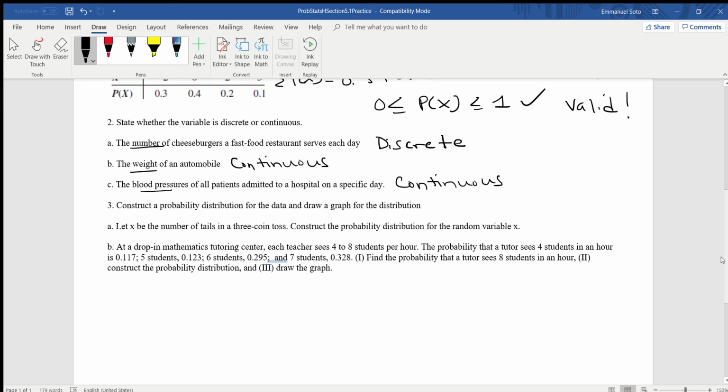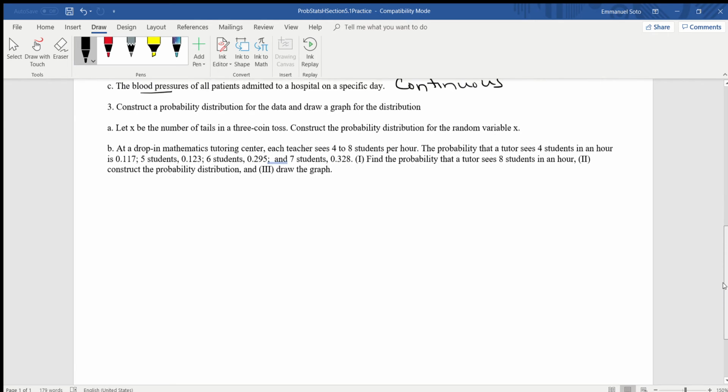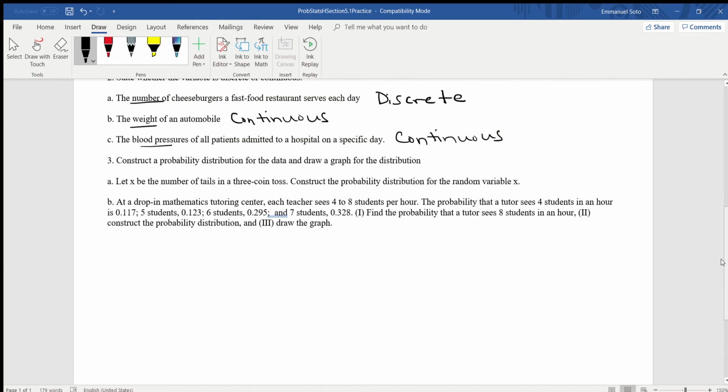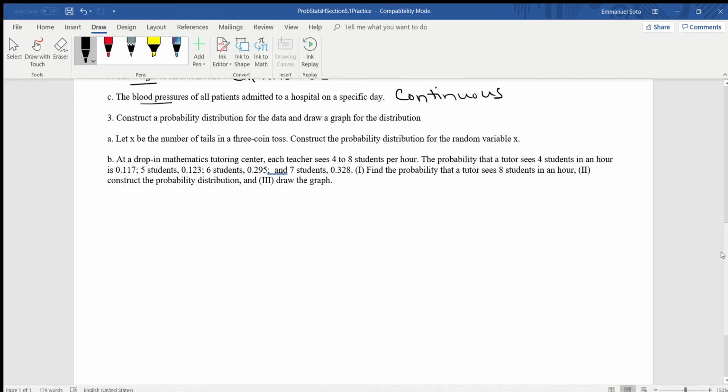Construct a probability distribution for the data and draw a graph for the distribution. So last, number 3. Okay, so let X be the number of tails in a 3-coin toss. Construct a probability distribution for the random variable X. Alright, this is sort of like the one that we did earlier. Here, instead of doing heads, we're doing tails, but it's still going to be the same thing. Again, remember the sample space. Let's go ahead and list out the sample space.